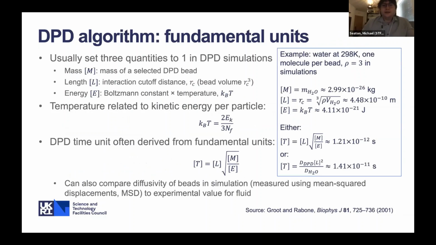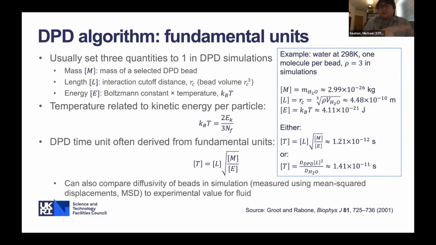So before we go on, when we carry out a DPD simulation, there are some fundamental units that we have to consider, and there are usually 3 quantities that we set to 1 during a DPD simulation. So we have a mass unit, a length scale or a length unit, and an energy. And typically, the mass unit will be the same as the mass of a particular DPD bead. The length unit will be the interaction cutoff distance, which is related to the bead volume. And then the energy level is basically Boltzmann constant times temperature.